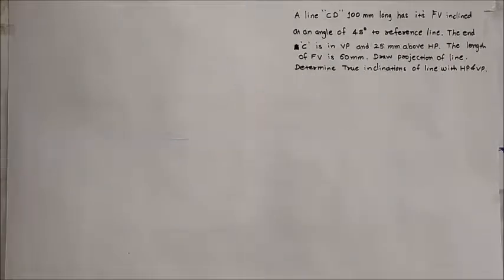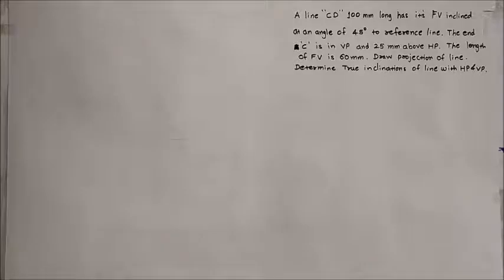The problem definition is line CD 100 mm long has its front view inclined at an angle of 45 degree to reference line. The end C is in VP and 25 mm above HP. The length of front view is 60 mm. Draw projection of line. Determine true inclinations of line with HP and VP.